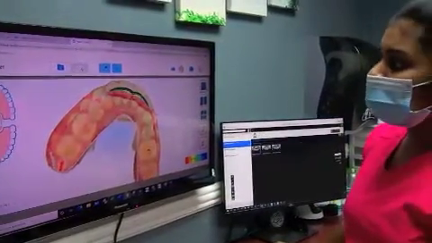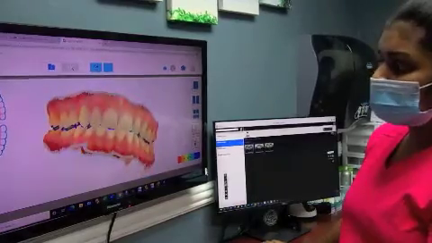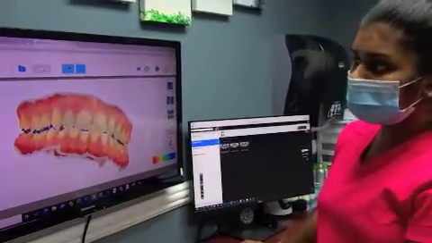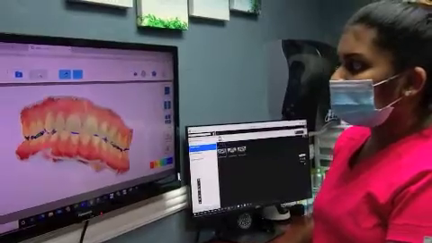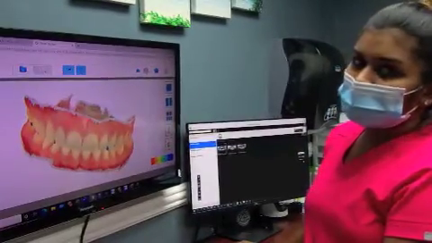With this scanner, you can see a lot of things here. We can also show you a simulation of how your teeth will be if you choose to do Invisalign treatment. It gives you an overall view of the mouth.